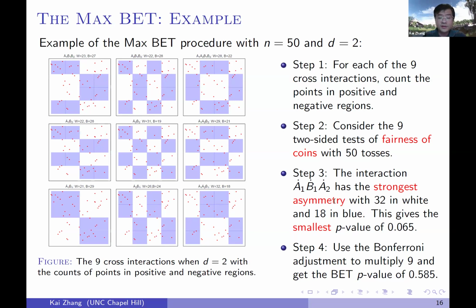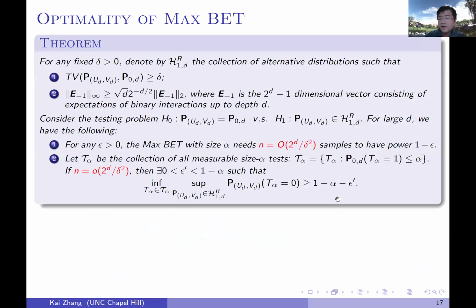It's a simple procedure, but it turns out this can be optimal. This theorem shows the minimax optimality of this procedure. That is, as long as the sample size is growing at this rate, then the power of MaxBet can be arbitrarily close to 1. But if the sample size grows any slower, if you change this big O to small o, then no test can be uniformly consistent, meaning for any test, there is an alternative distribution such that the type 2 error is at least something positive. So in that sense, this is the optimal rate, and MaxBet already attains this optimal rate given these two simple conditions.